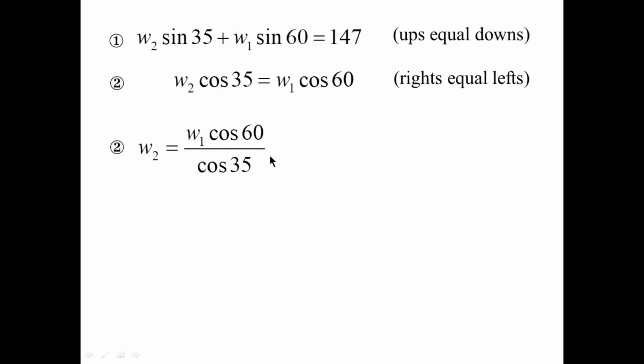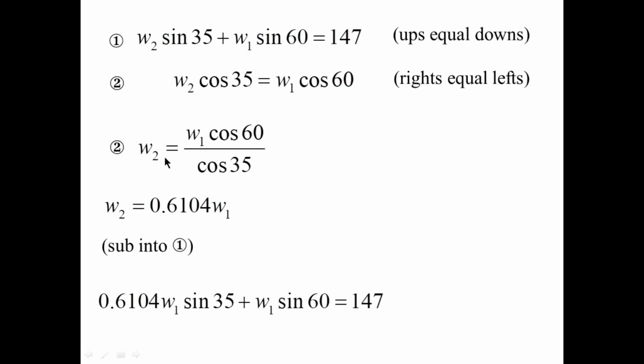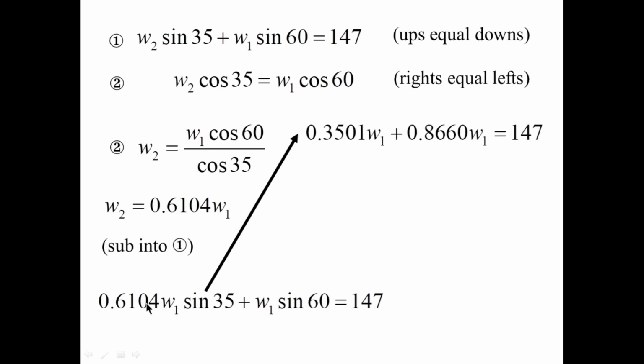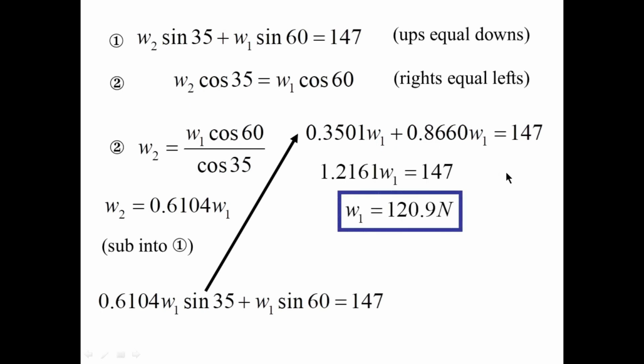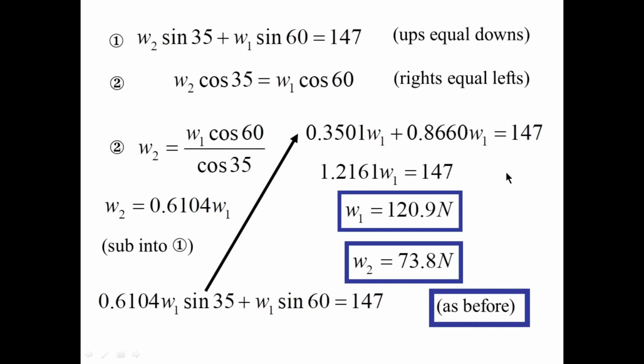I did it by substitution instead of elimination. Isolated W2, turned it into a decimal, subbed it into the first equation. Kept on working by turning this into a decimal. Collected like terms, divided through, got W1, substituted it back, and I got W2. The same as before, of course.